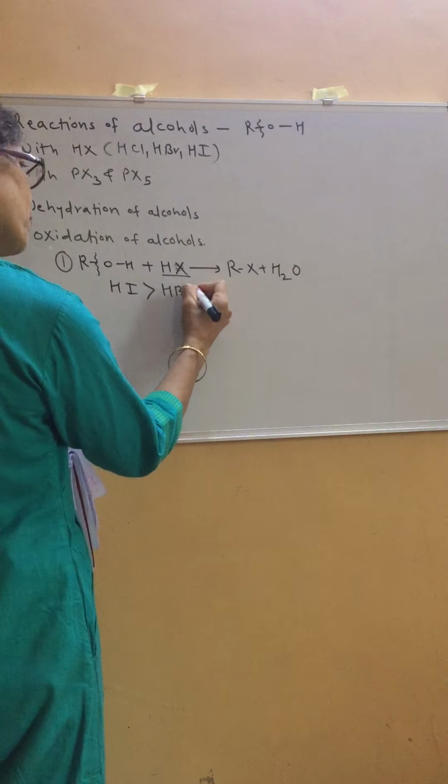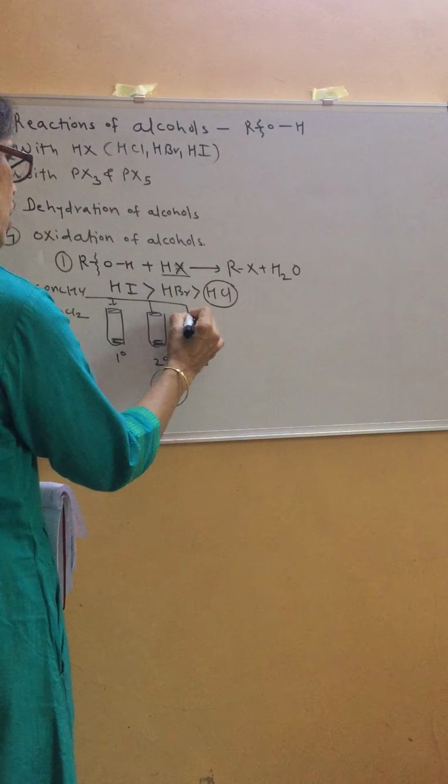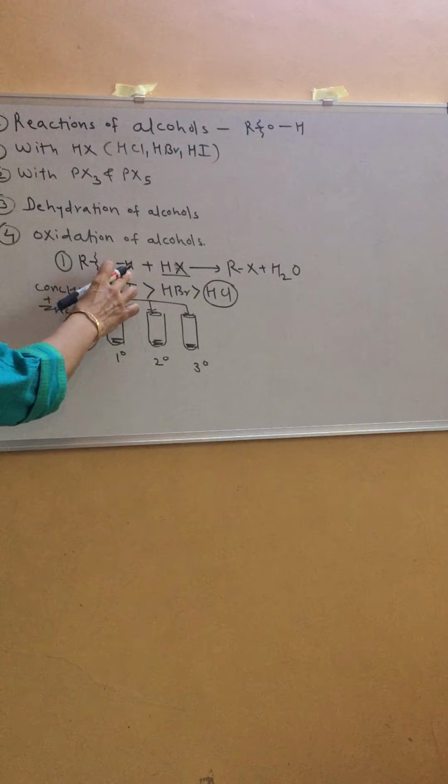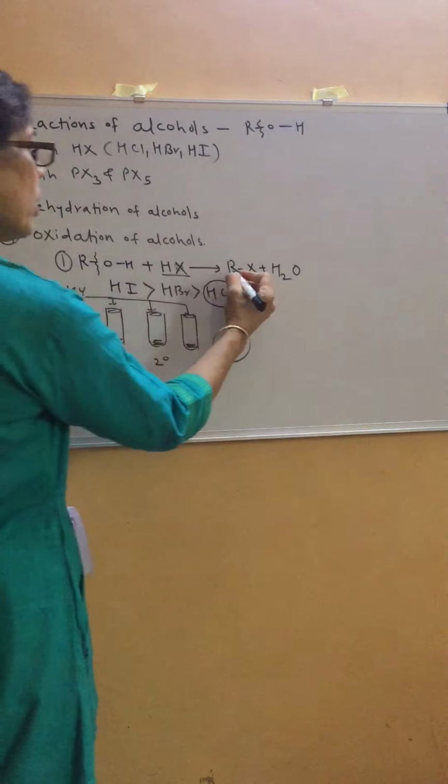So suppose this is primary alcohol, secondary alcohol, tertiary alcohol in test tubes. If you add Lucas reagent, that is concentrated HCl plus zinc chloride, as HCl is least reactive, we will need zinc chloride as a catalyst. So in all the test tubes, if you add this Lucas reagent, this reaction is going to take place. So in all the test tubes, we are going to get alkyl halide, isn't it? As it is HCl, we will get RCl in all these test tubes.